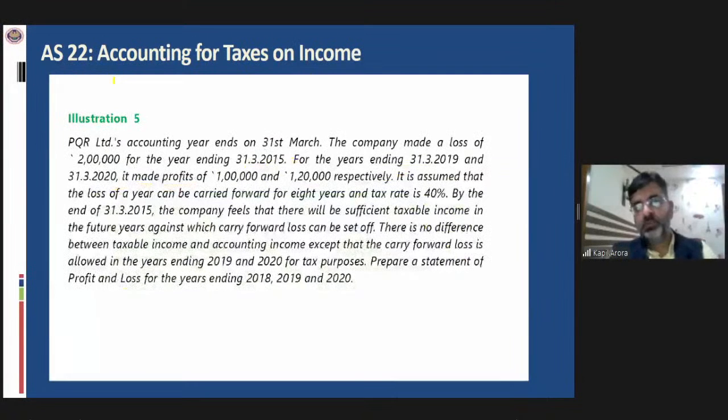Let's go to illustration number 5. So can you please calculate the amount? So Saurabh, I will discuss that question after it.